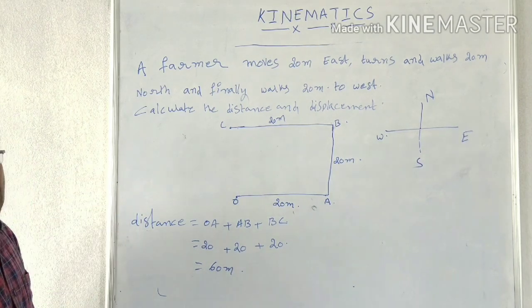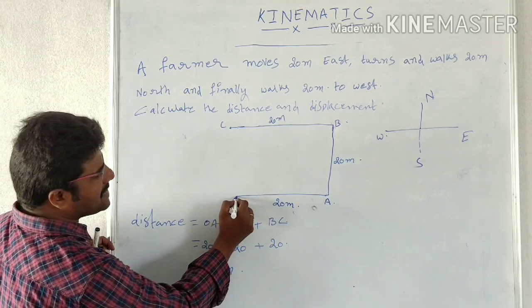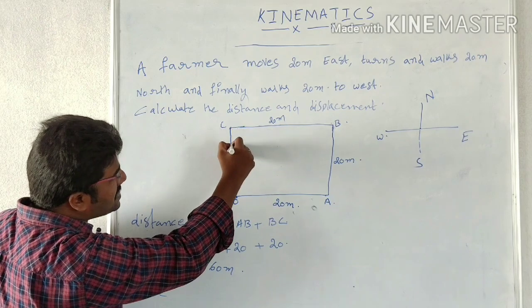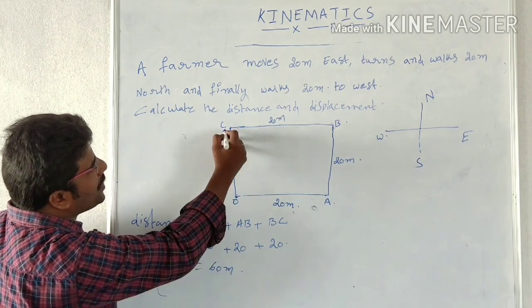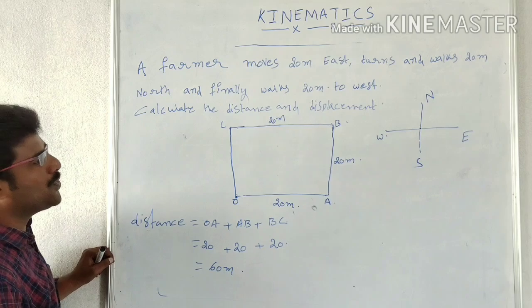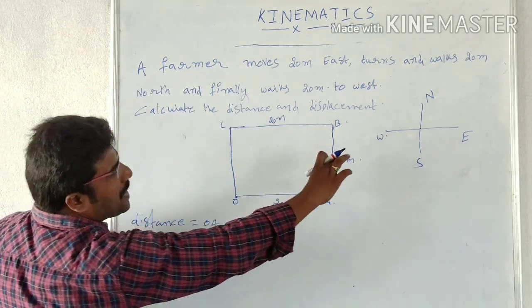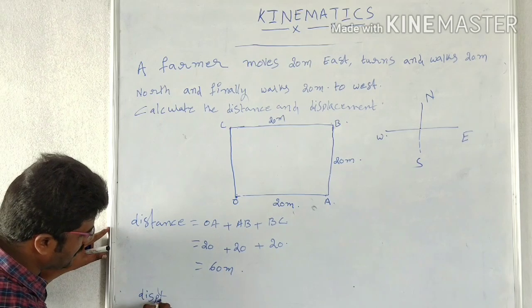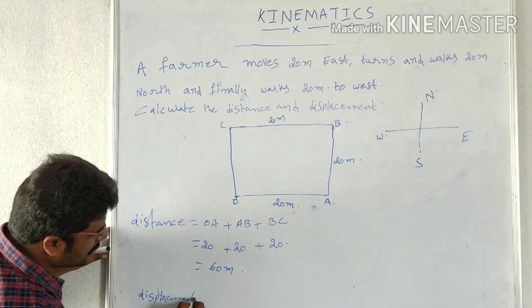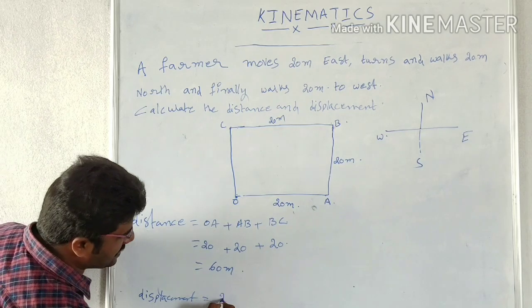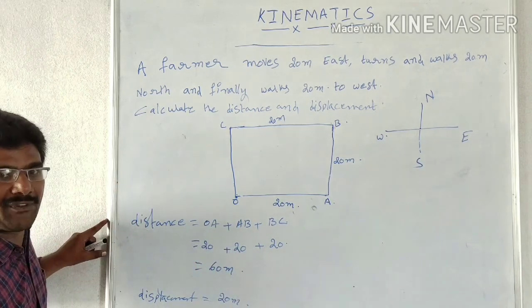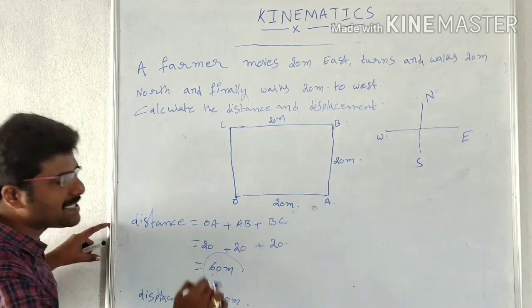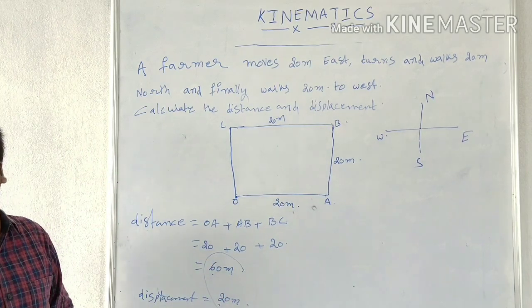Now we want to know the displacement. Displacement means final position minus initial position, the shortest path. This is the distance. So we want the value of CO. CO value equal to AB. So displacement equal to 20 meters. Here once again, if you observe, the displacement value is less than the distance.